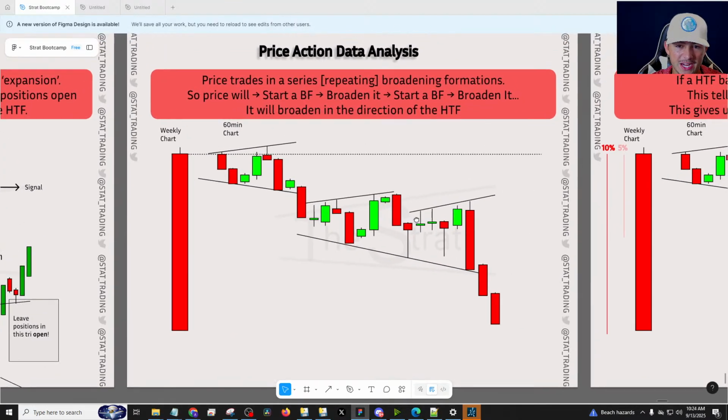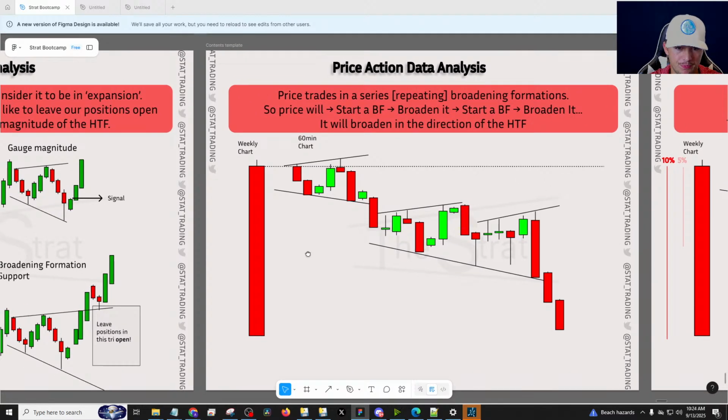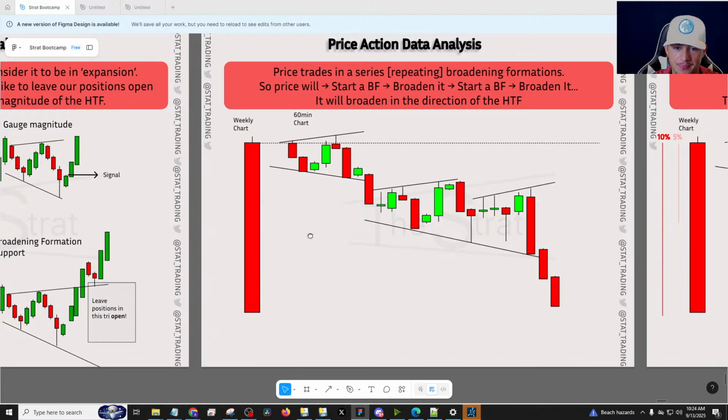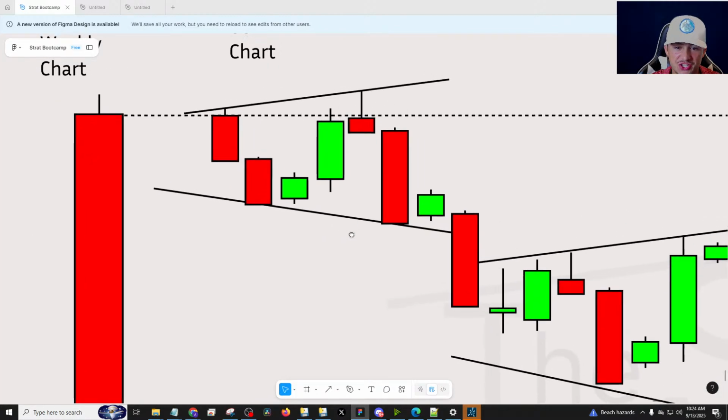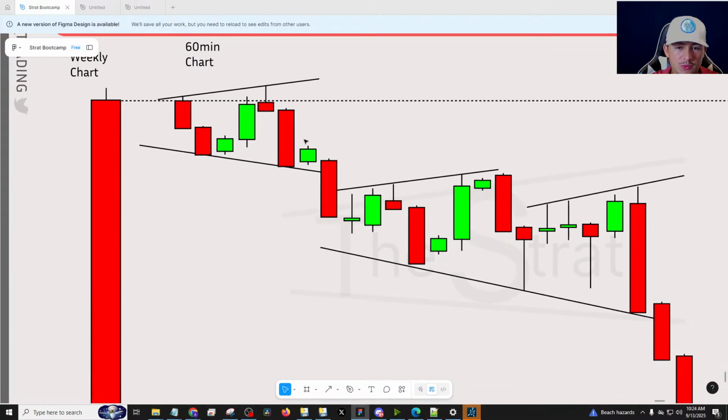So this is why continuity is important. What we're going to see is price trades in broadening formations. And you don't have to be a wizard in drawing these. But what I want you to notice is, if we're going to have a big weekly chart that's going down, what's going to happen during that trading week? What we'll see price do is it's going to create broadening formations, or 3s. And then those will expand.